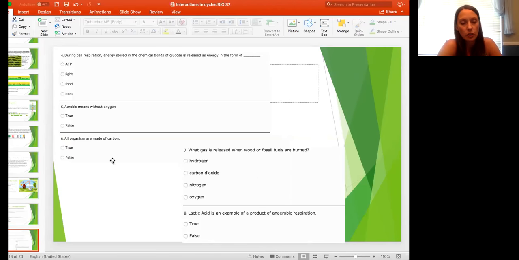During cell respiration, energy stored in the chemical bonds of glucose is released as energy in the form of ATP. Okay, this is the type of energy that our cells can use. Aerobic means without oxygen. Is that true or false?